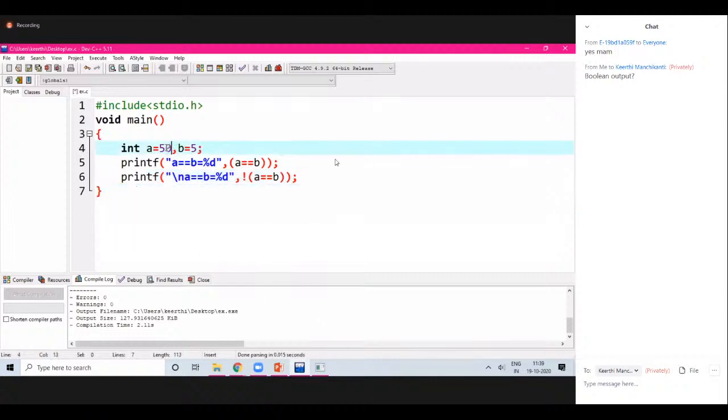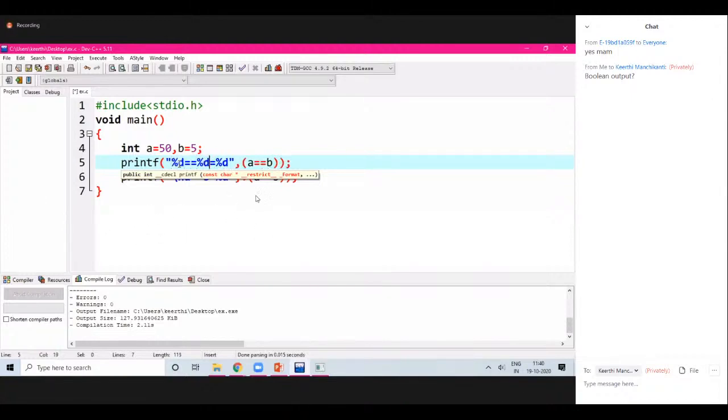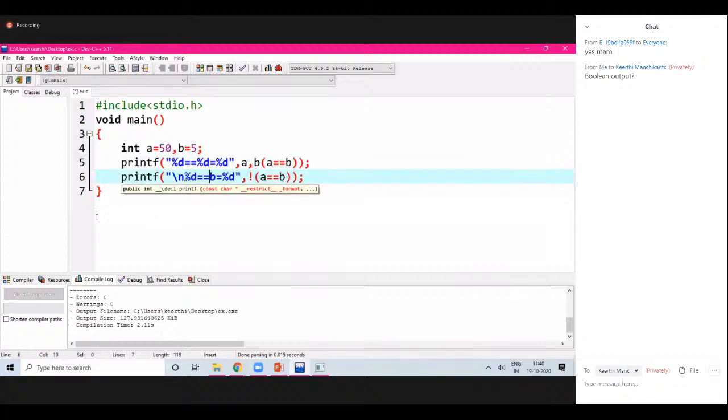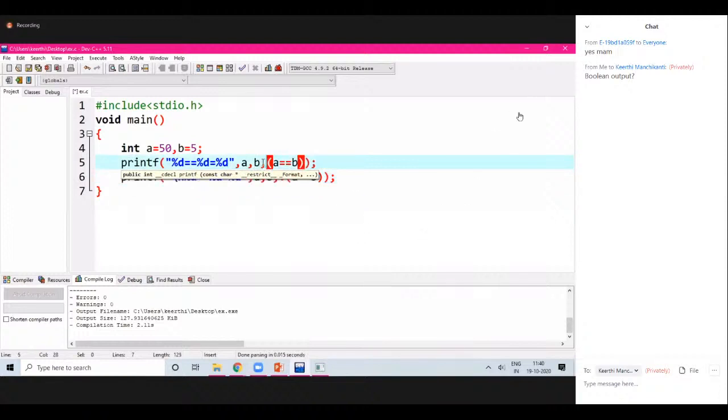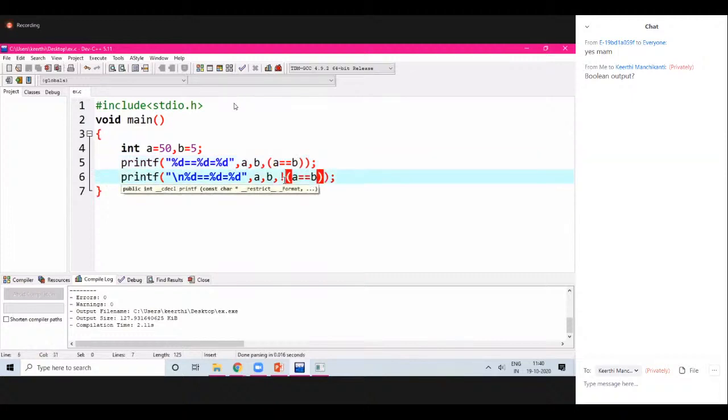Suppose I make 50 equals to 5 in line number 5. I'll just print %d values here, then it will be better. We'll print the values instead of variables, then A comma B. Here also, instead of variables, I'll write %d comma B. If you see line number 5, the 50 equals 5 condition is false. So in line number 5, the first output you get is 0. But in line number 6, we are using not, so 0 is inverted to 1.